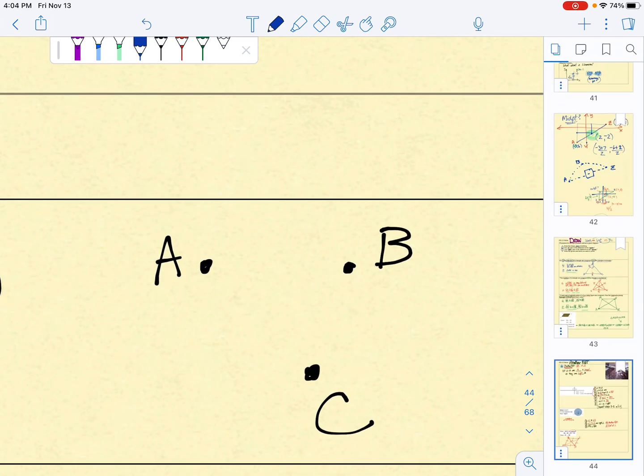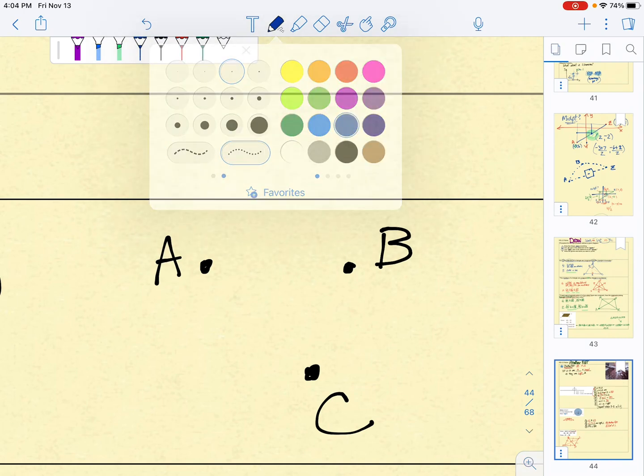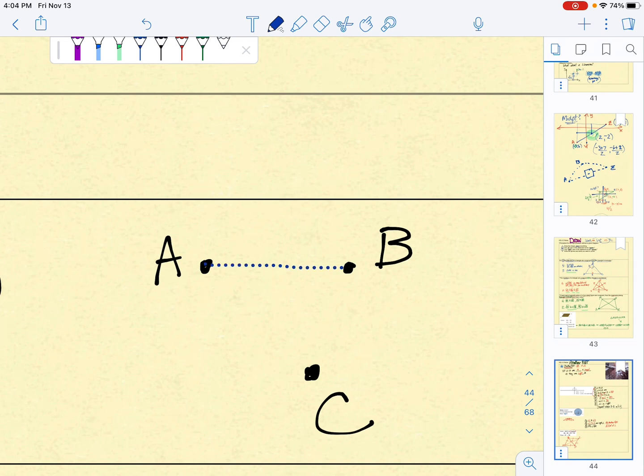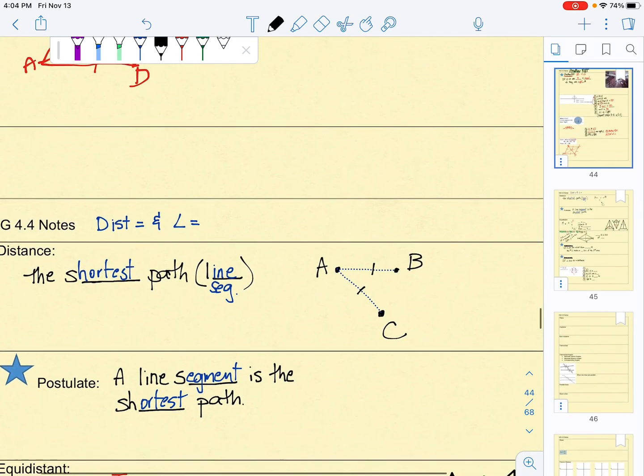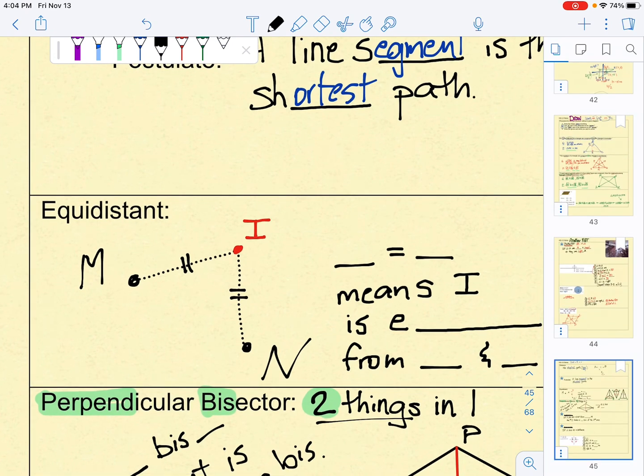So if I look at A and I say, how far is A from B? That would be the distance from A to B. And that would be the distance from A to C. And we are going to use a phrase called equidistant. And that would then imply that those two distances there are the same.